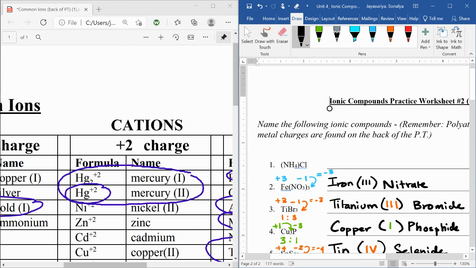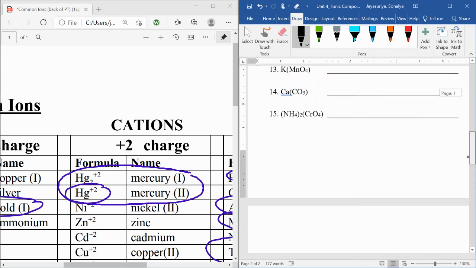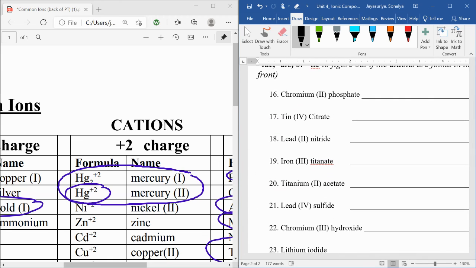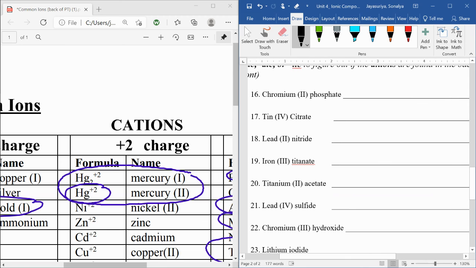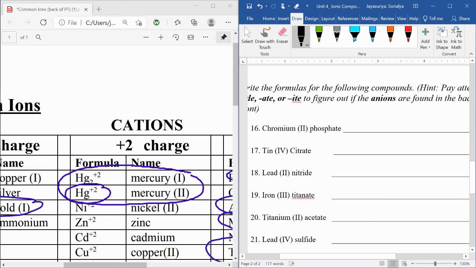There. Okay, so let's do all of these, 16 through 30 actually, because I think it's going to be valuable. Question 16 is chromium 2 phosphate. This is the amount of work that I actually expect from you to get 4 points on the test, okay?